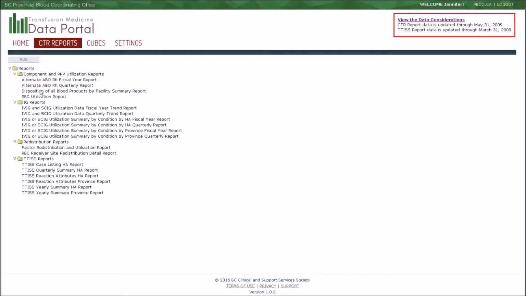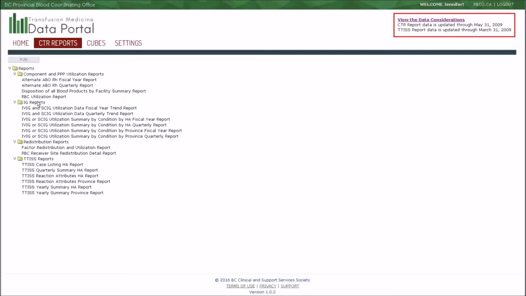Next is the disposition of all blood products by facility summary. This provides a summary of all products and their final disposition, whether they were transfused, expired, discarded, or shipped, and breaks this down month by month. Lastly is the RBC Utilization Report, and this describes the red cell transfusions, expiries, discards, and ships for each blood group at each facility in the selected time frame.